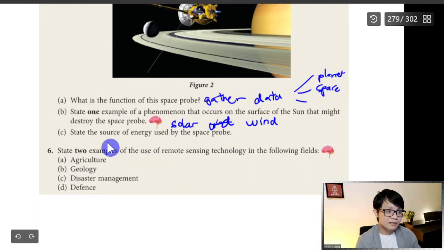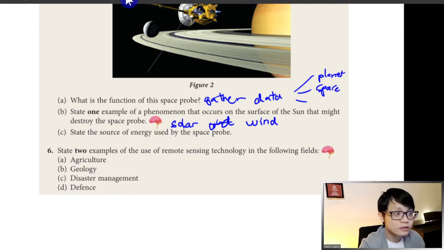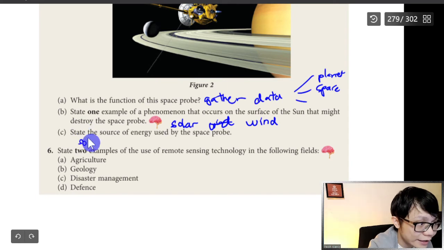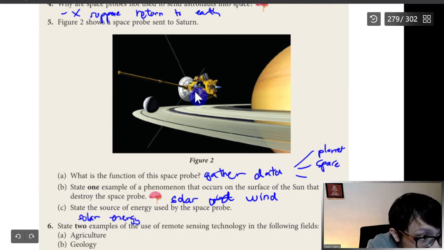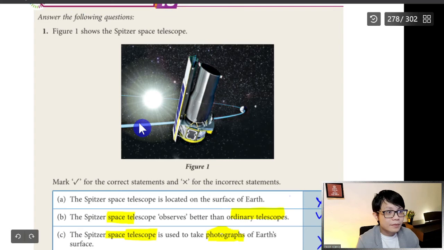State the source of energy used by a space probe. So the space probe will use solar energy. Okay, you know, solar energy. Solar energy is this thing. Okay, that I didn't draw for you. Hey, where is the solar energy? Wait. Okay, so here we can see an example of solar energy. This is the solar energy.